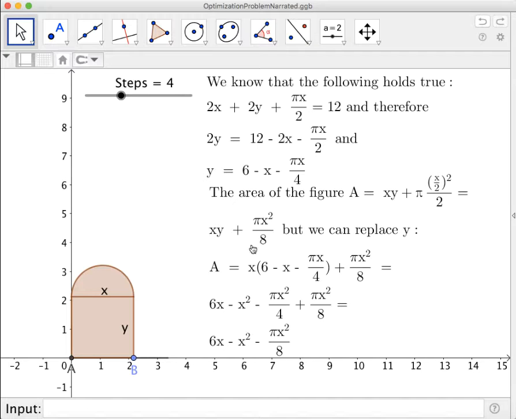Okay, so now we sub in for y in the area formula. So we replace y with 6 minus x minus pi x over 4, which came from our constraint equation up here. And then we simplify, we end up with 6x minus x squared minus pi x squared over 4 plus pi x squared over 8. These two last terms combine to give us a negative pi x squared over 8. So we know then this is going to be equal to our area.